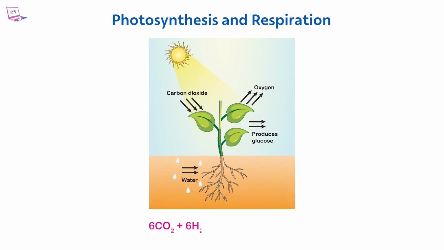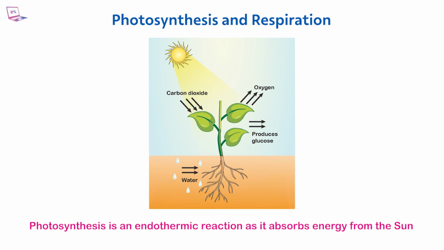6CO2 plus 6H2O yields C6H12O6 plus 6O2. The equation shows that 6 molecules of carbon dioxide and 6 molecules of water, in the presence of light energy and chlorophyll, react to produce 1 molecule of glucose and 6 molecules of oxygen. This process is fundamental to the existence of life on Earth, as it provides both oxygen for respiration and glucose for energy. Photosynthesis is an endothermic reaction, as it absorbs energy from the sun.